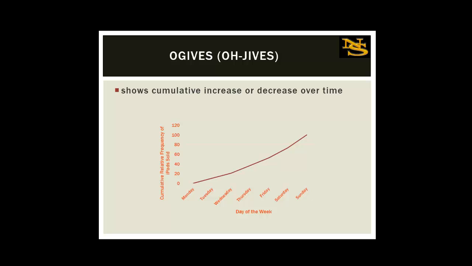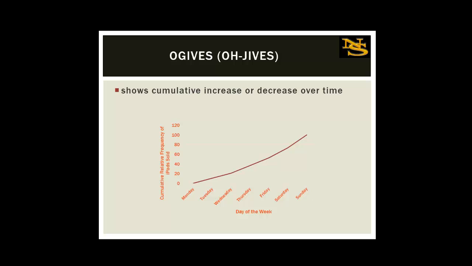So it's important to note that an ogive shows cumulative increases or decreases over time. So you can look at this and see that the rate of change increased over the weekend, for example. But an ogive is only appropriate for variables with frequencies that can be added up over time, not for frequencies within separate, unrelated units of time. So for instance, you wouldn't want to use an ogive to display the number of students born each month of the year. You'd want to use a bar chart for that.